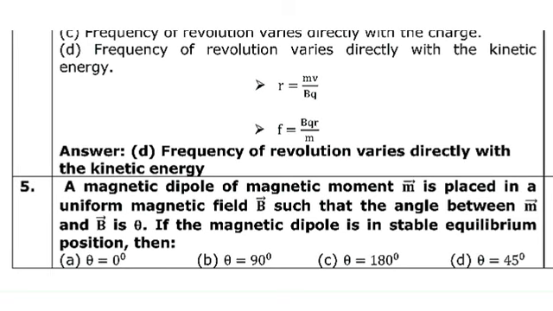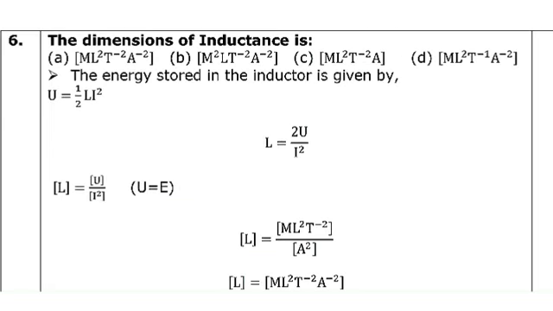Here we know that torque tau is equal to mB sin theta. They use magnetic moment as well as magnetic field B. And also we know that theta is equal to 0 degree for stable equilibrium and theta is equal to 180 degree for unstable equilibrium. In this question they asked for stable equilibrium, so we can say our answer is option A, theta is equal to 0 degree. Question number 6.